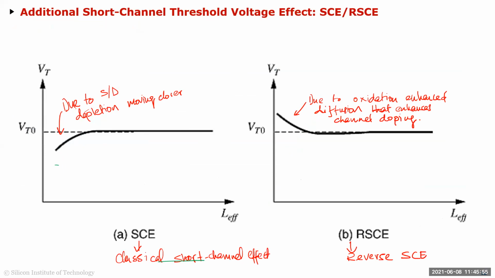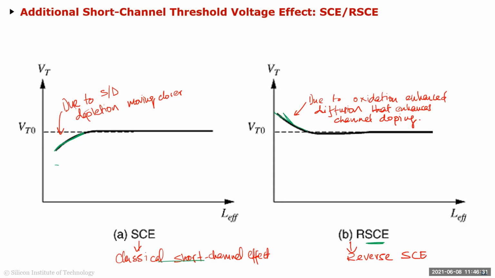Your VT actually starts dropping. But there is also an effect which makes it go higher. It is mostly to do with oxidation-enhanced diffusion around the channel, and this is known as the reverse short channel effect. That's why, when I show you the BSIM4, it has a very complex function of W, L, and all these derived parameters. I'm just showing you what other effects you can have.